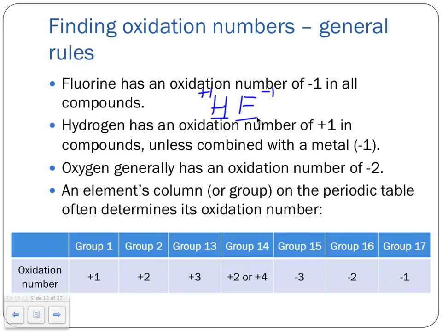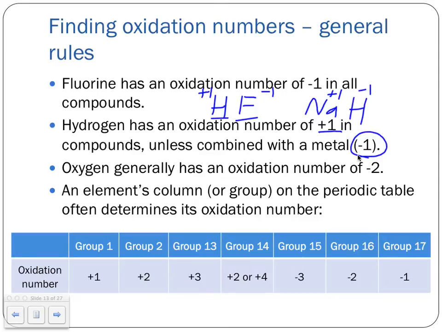Now, for hydrogen here, the other possibility would be something where I did have it with a metal, Na and H, like this. Sodium, we said, is +1. Hydrogen has to be -1 to make those overall valences balance out. And so we end up with a neutral compound. So that's how hydrogen works. Its oxidation number is +1 whenever it's in a compound, unless it's combined with a metal, in which case hydrogen has an oxidation number of -1.